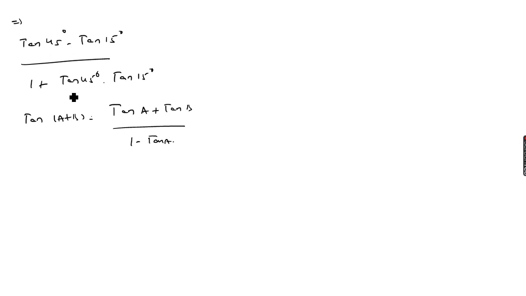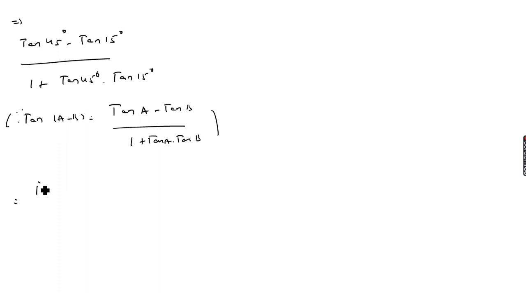Here we have tan A minus B. Okay, tan A plus B, just we modify that. Take the eraser. This is nothing but a minus. So we get that tan A minus B is tan A minus tan B by 1 plus tan A tan B. So this is a basic formula.